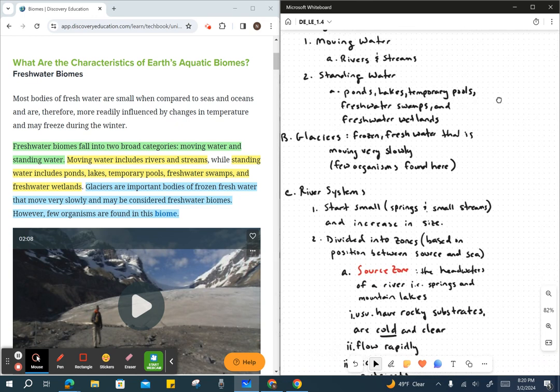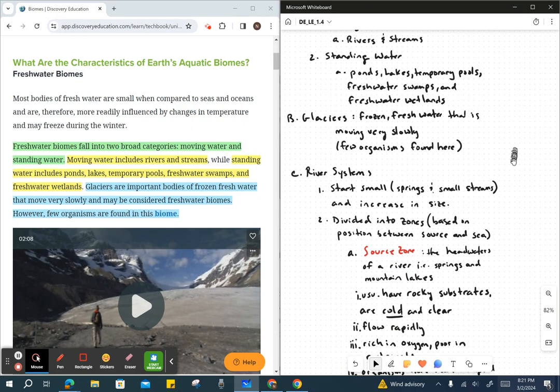You also have standing water. These are your ponds and lakes. You have temporary pools, things that might not be full of water all year round. We don't have many freshwater swamps, and those tend to be elsewhere. We do have some freshwater wetlands closer to the Bakersfield area. There's a bunch of migratory bird preserves where you have freshwater wetlands.